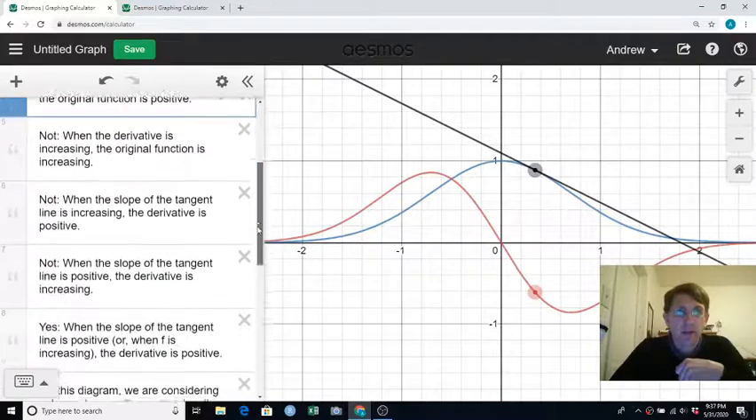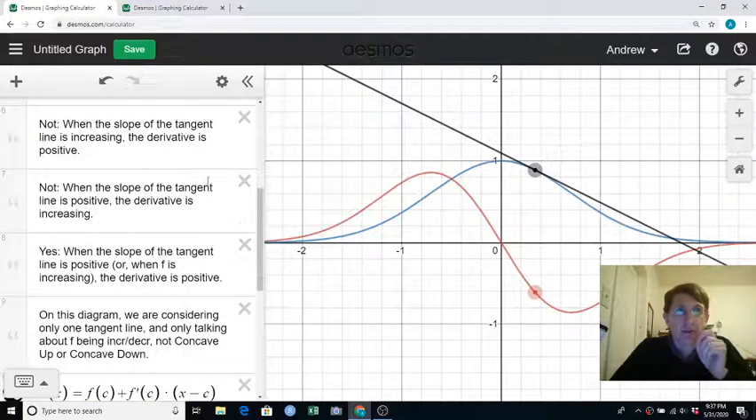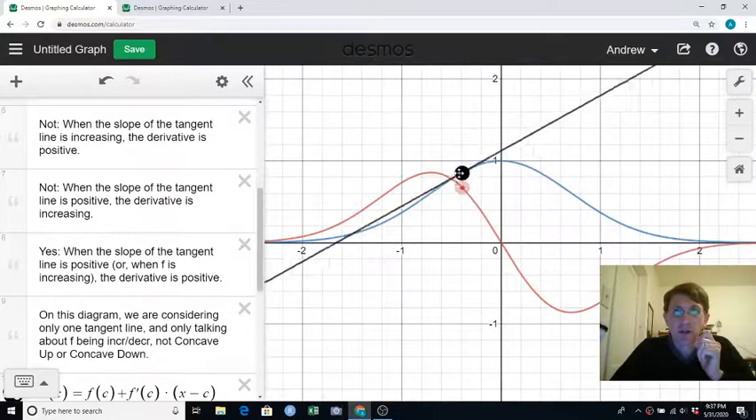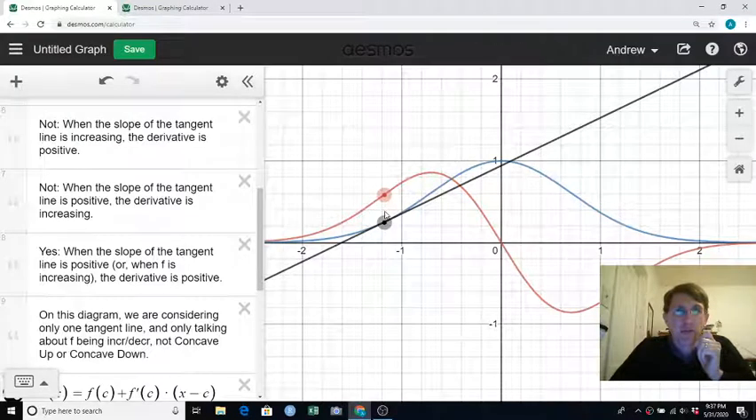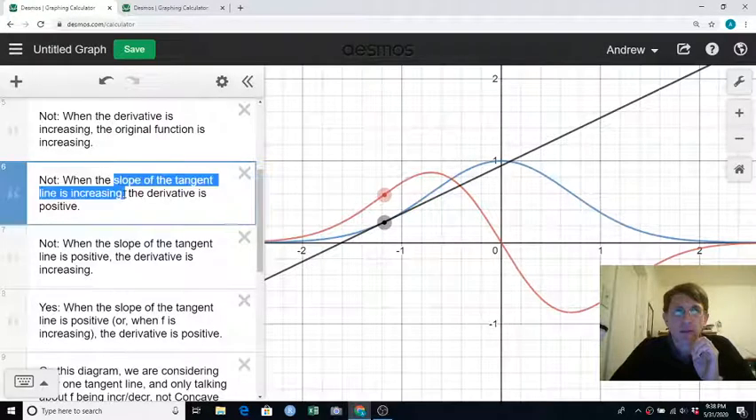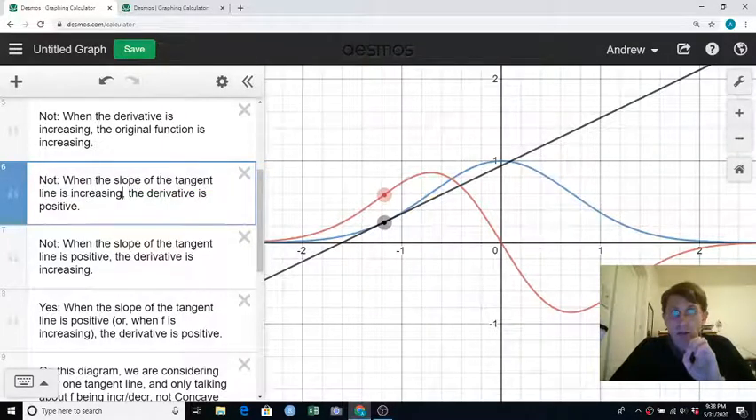Now let's get into something more subtle. Some people say when the slope of the tangent line is increasing, the derivative is positive. Let's move our point of interest back over here. So we have to be very careful about what we say about the slope of the tangent line being positive versus the slope of the tangent line increasing. If the tangent line is increasing, then its slope is positive. That's true. But if we say the slope of the tangent line is increasing, that means from one tangent line to a nearby tangent line, the slope got bigger.